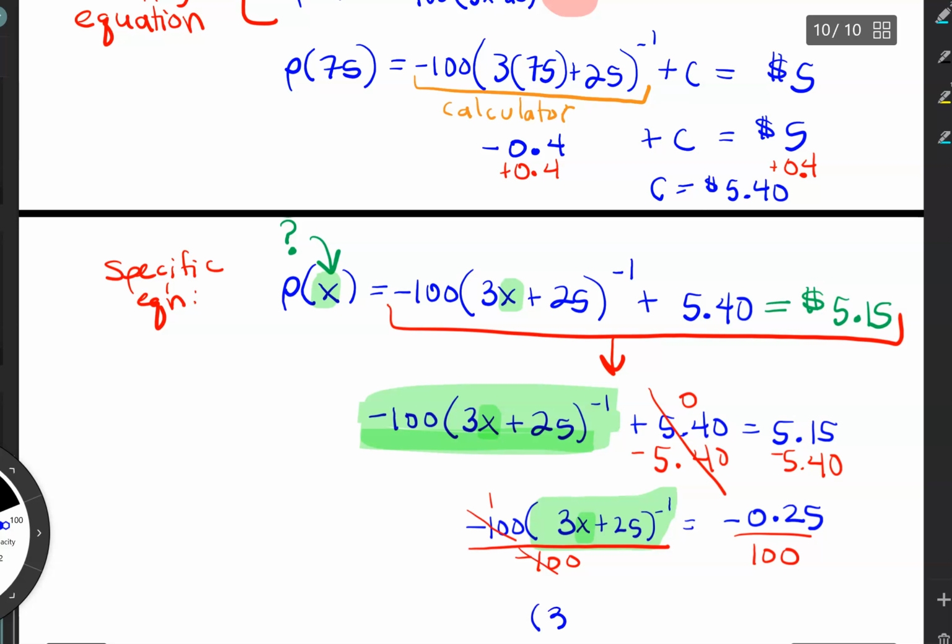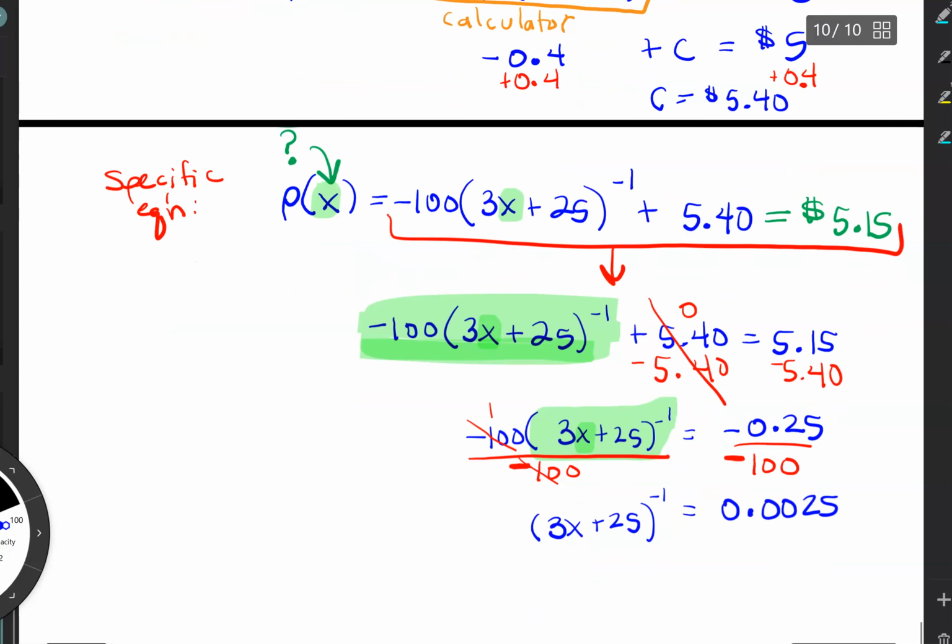Okay, so now I'll have the binomial to the negative 100. I need to divide by negative 100. So that would be positive 0.0025.